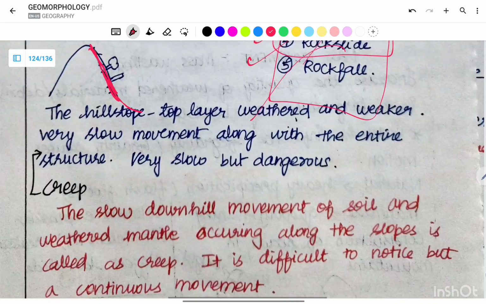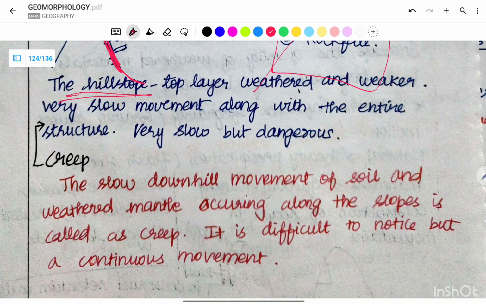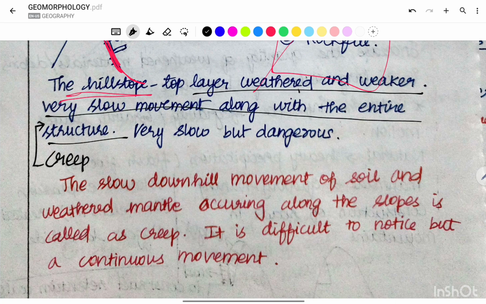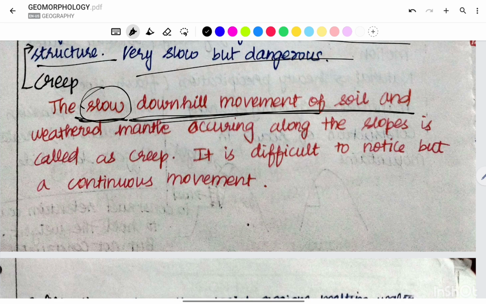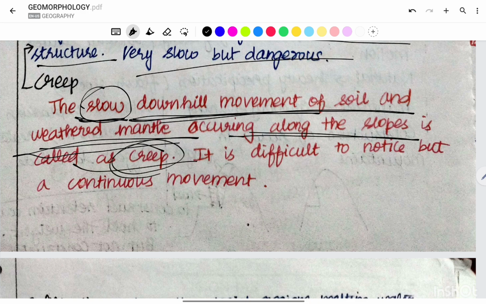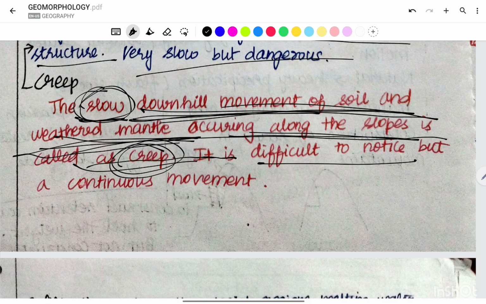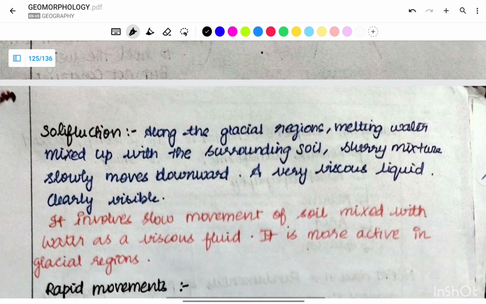On a high hill slope, the top layer is weathered and weaker, and a very slow movement along the entire structure is what we call creep. The slow downhill movement of the soil and weathered mantle occurring along the slopes is what we call creep. It is difficult to notice, but it is a continuous movement.